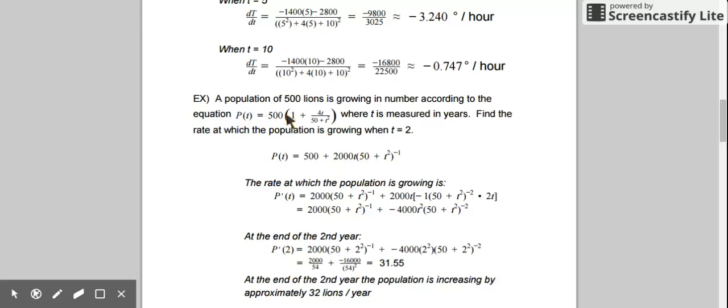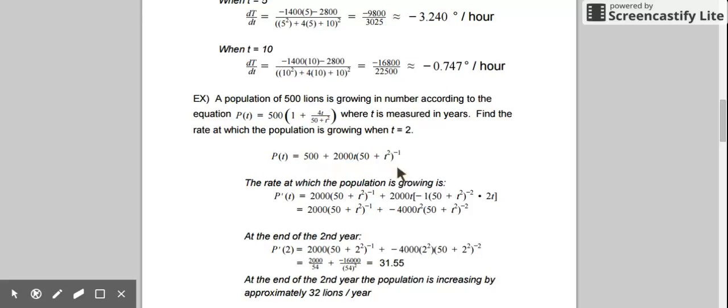I distributed 500 throughout, so 500 times 1 is 500, and 500 times 4t is 2000t, and then I took that denominator up to the top using a negative exponent. Now I don't have to deal with fractions, or I don't have to use the quotient rule, and I can just use the product rule to derive.